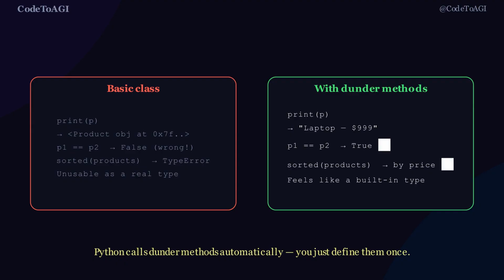__str__ makes print work beautifully. __eq__ makes comparison work correctly. __len__ lets you call len on your objects. Python calls these methods automatically behind the scenes. Every built-in type, lists, strings, integers, uses them. Now you will too.